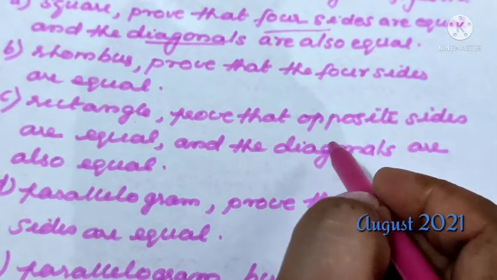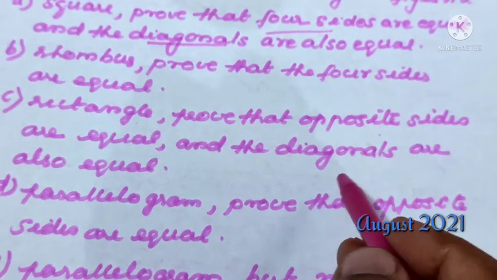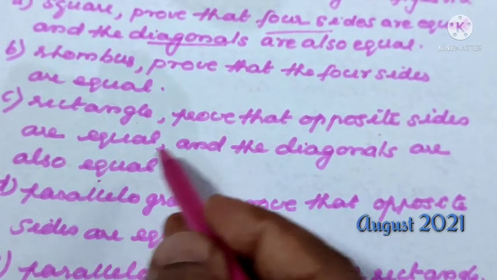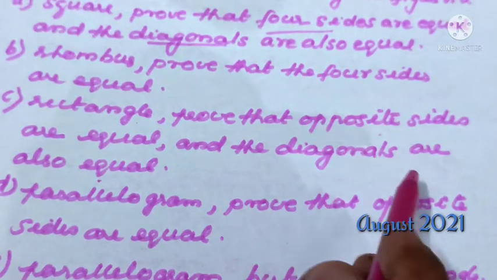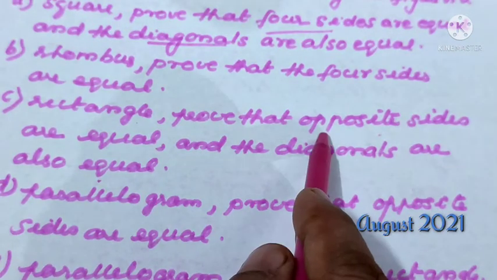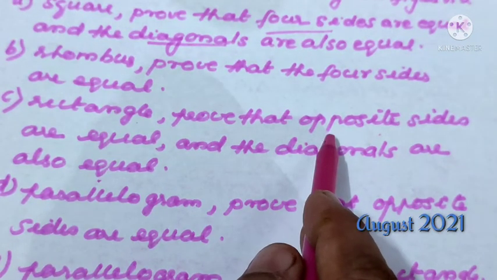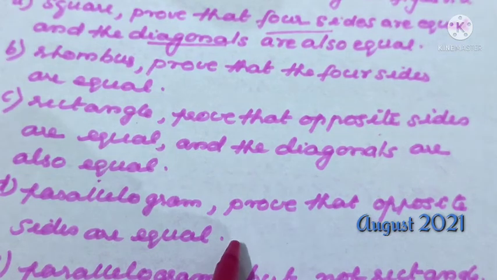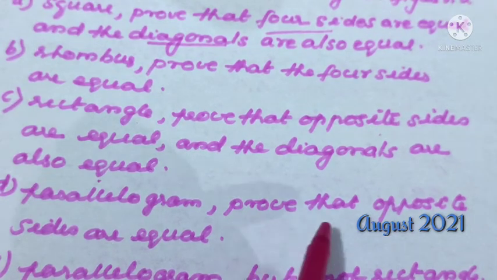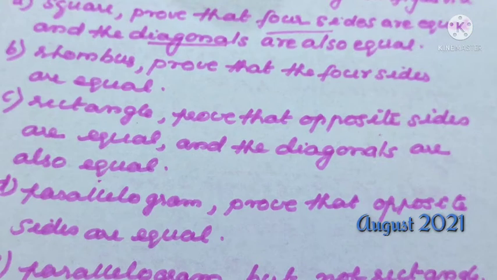Now rectangle: opposite sides are equal and the diagonals are also equal. For the square, everything is equal, all four sides and diagonals, but here what is the difference? We have to prove that opposite sides are equal and the diagonals are also equal. What about a parallelogram? For a parallelogram, we only have to prove that the opposite sides are equal.